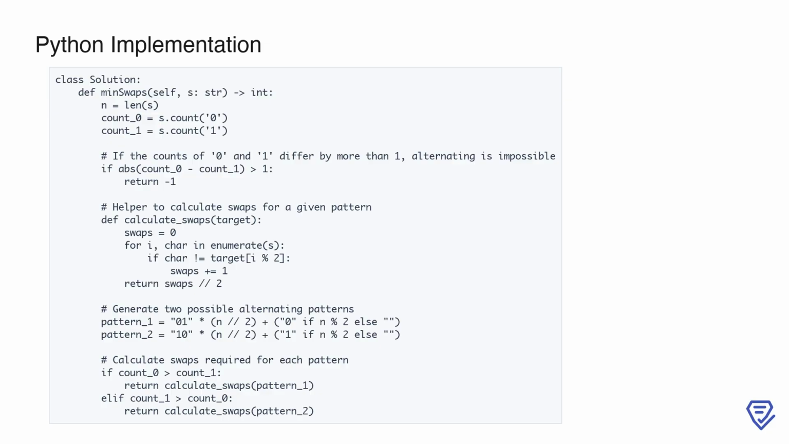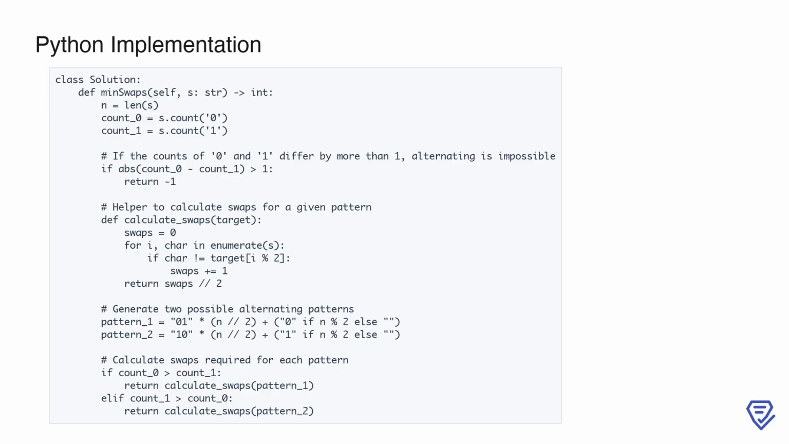Next, we define a helper function calculate_swaps, which takes a target pattern as input and calculates how many swaps are needed to make the input string match that pattern. This is done by iterating over the characters in the string and comparing them to the corresponding characters in the target pattern. Whenever there's a mismatch, we increment a swap counter. Since each swap fixes 2 mismatches, we divide the total count by 2 before returning it.